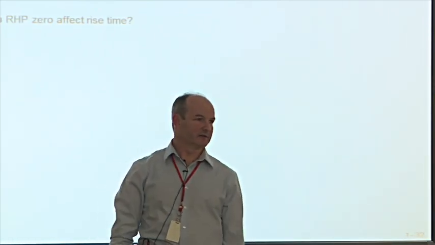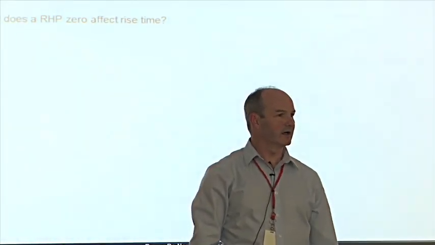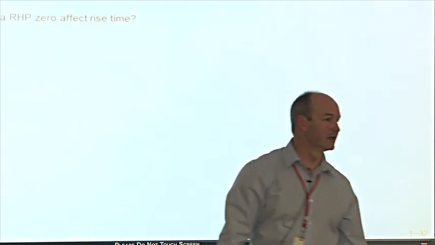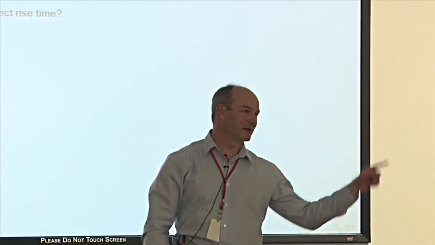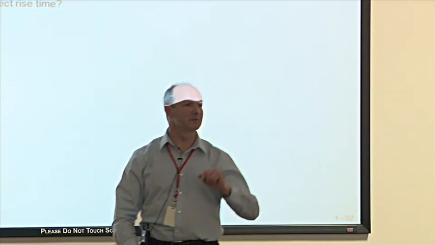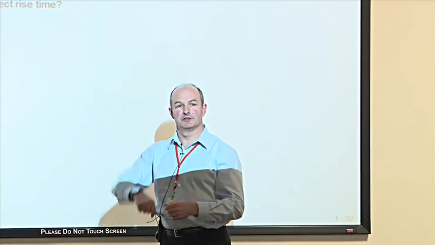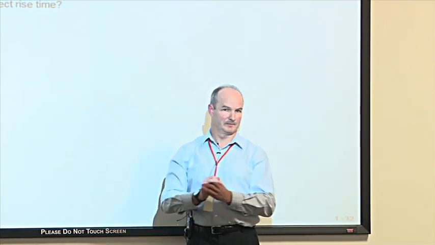How does a right half-plane zero affect rise time? Well, it's 50-50, isn't it? It's only going to make it longer or shorter. Right half-plane zero, rise time is longer? Right half-plane will give you undershoot, but the rise time will be longer. A left half-plane gives you overshoot and shorter rise time. So the answer is longer.